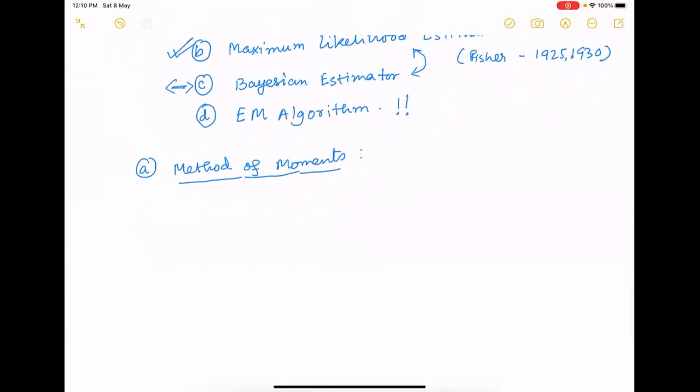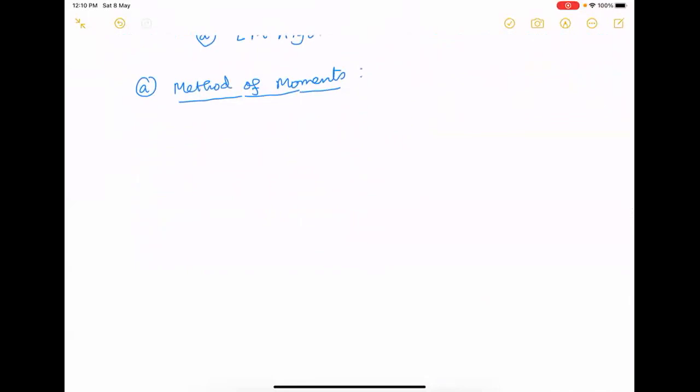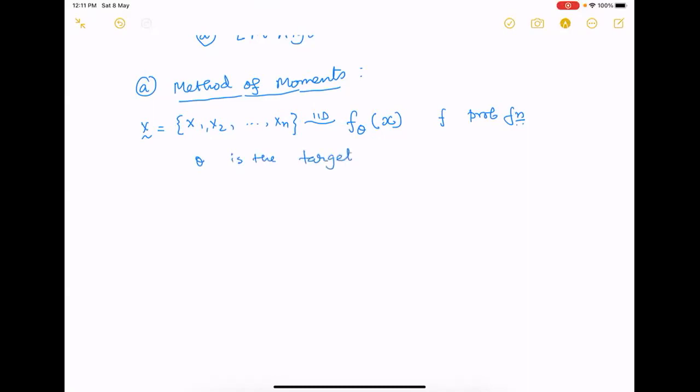do the EM algorithm. So the first thing is method of moments. I'll quickly do that. So x1, x2, ..., xn are some IID random variables with some f theta x, where f is a probability function. When I'm saying probability function, it could be a probability mass function or density function, depending on if x is continuous or discrete. And theta is the target parameter.